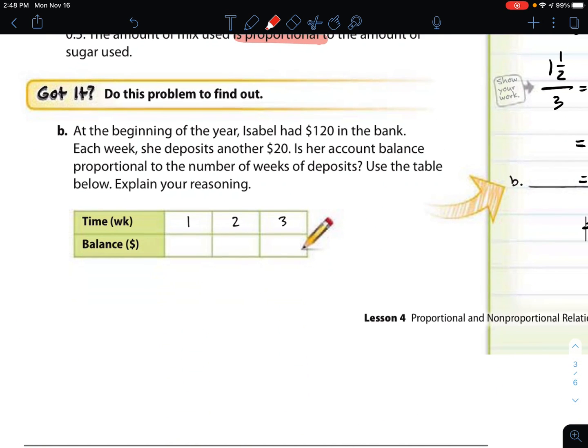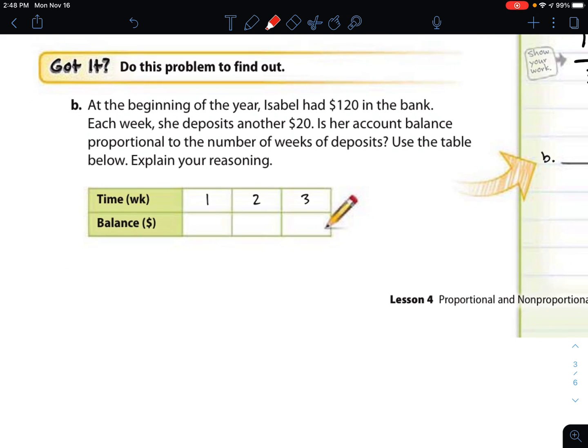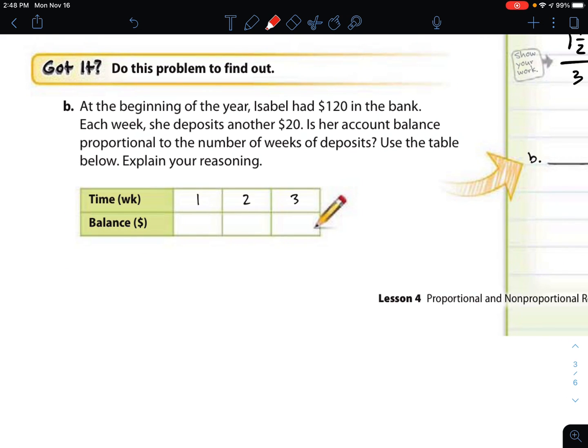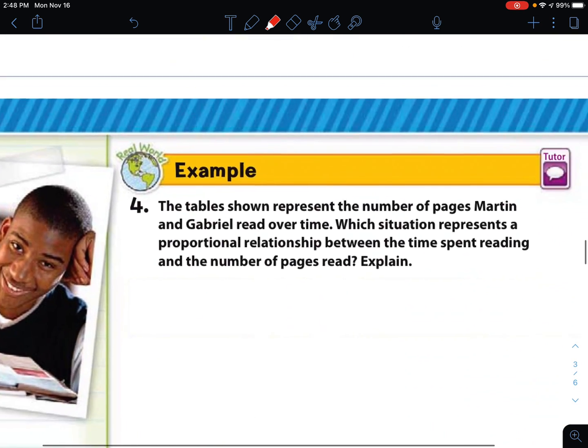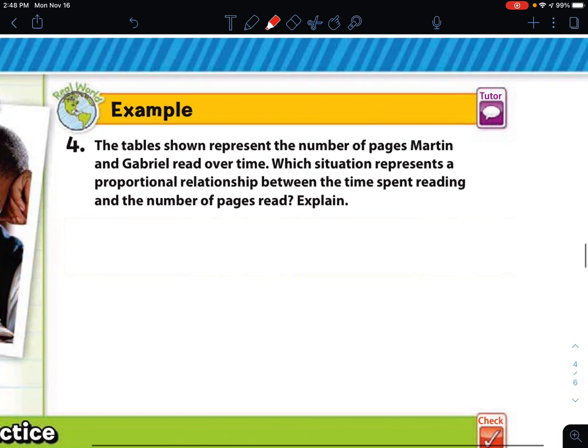All right, do the got it, letter B. Then let's see if you understand the lesson. The table has been drawn for you, so all you need to do is complete the table as you answer that problem. Let's take a look at the last example, which is of course always a word problem, a different kind of word problem.